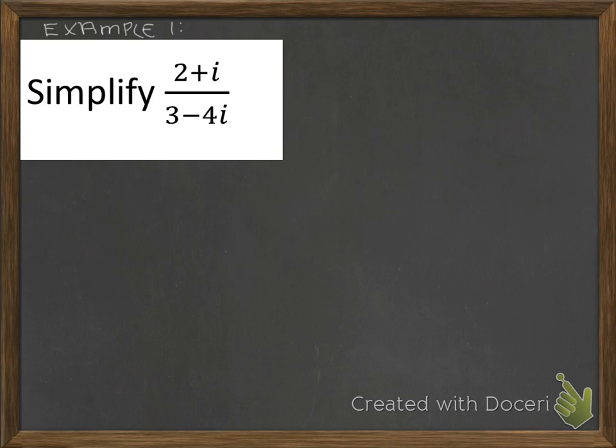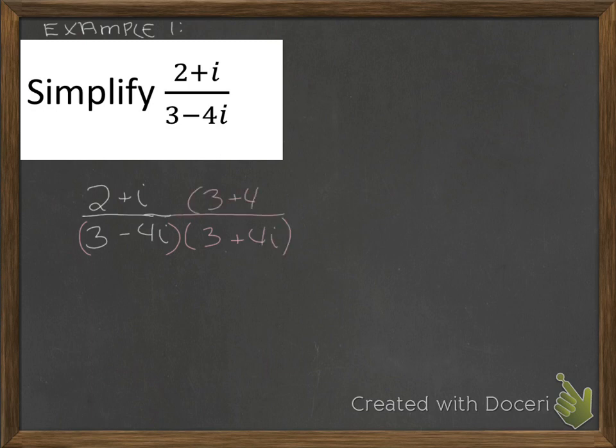All right, so let's go back to this first example. We have 2 plus i divided by 3 minus 4i. Take a minute, pause the video, and see if you can identify the complex conjugate of the denominator. If you said the complex conjugate is 3 plus 4i, then you are correct.